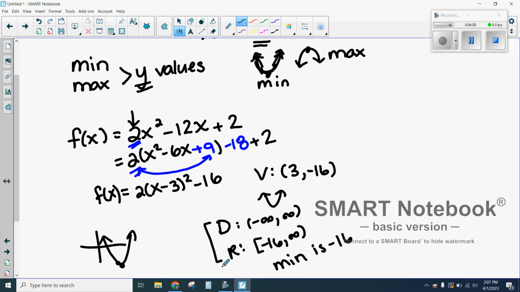Okay, domain and range are here. We have a minimum because it opens up. The minimum value is the y coordinate of the vertex. Those are the types of things that you were asked to find.